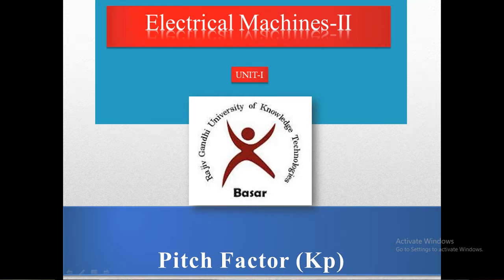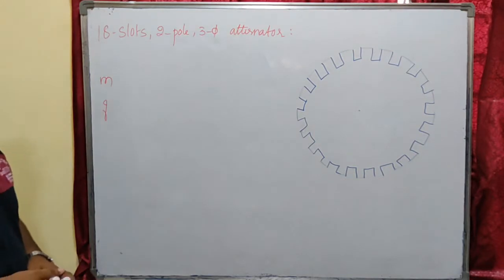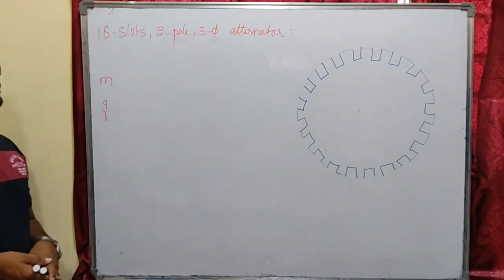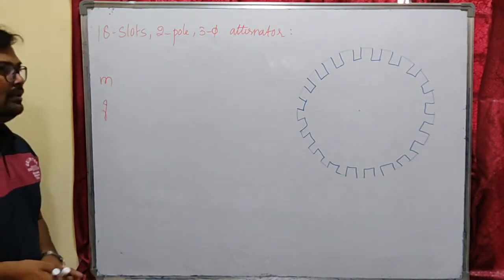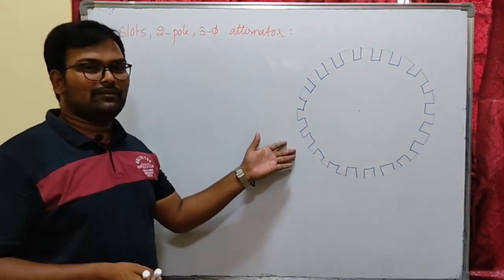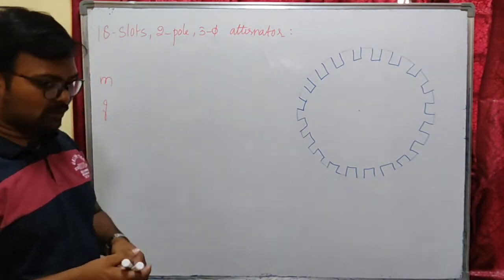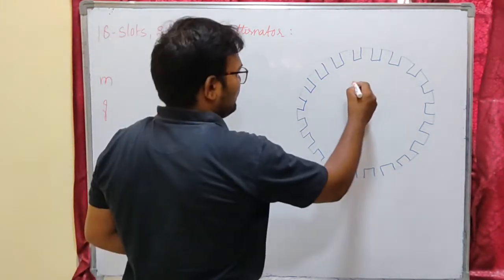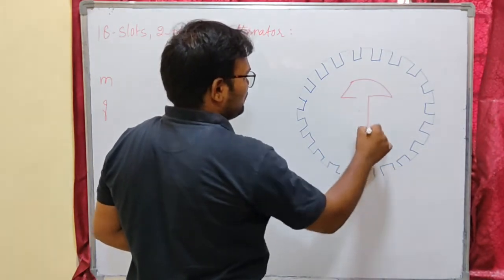So this is the concept to understand the winding of an alternator. Here I have taken an 18-slot, 2-pole, 3-phase alternator. There are 18 slots on the stator of the alternator and the number of poles is 2. That means the rotor will be excited with 2 poles.